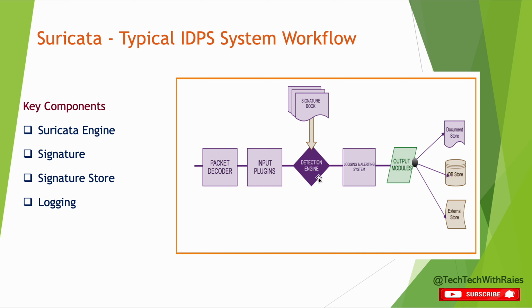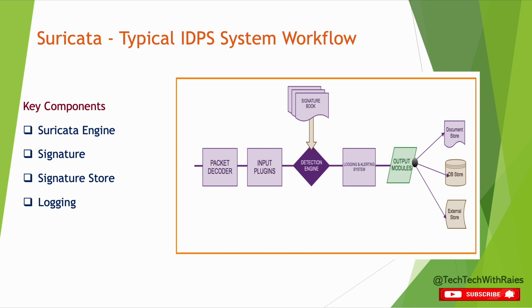So in the case of Suricata, the detection is the Suricata engine, and signatures are coming from the signature store, which is the rule book, and the logging. These are the key components. Signatures come from the signature store, and the logging component logs a particular rule hit. Also, signatures can come from third party companies as well, like Trustwave. They keep generating a lot of signatures, and these can be taken by enterprises for their IDPS network enforcement.